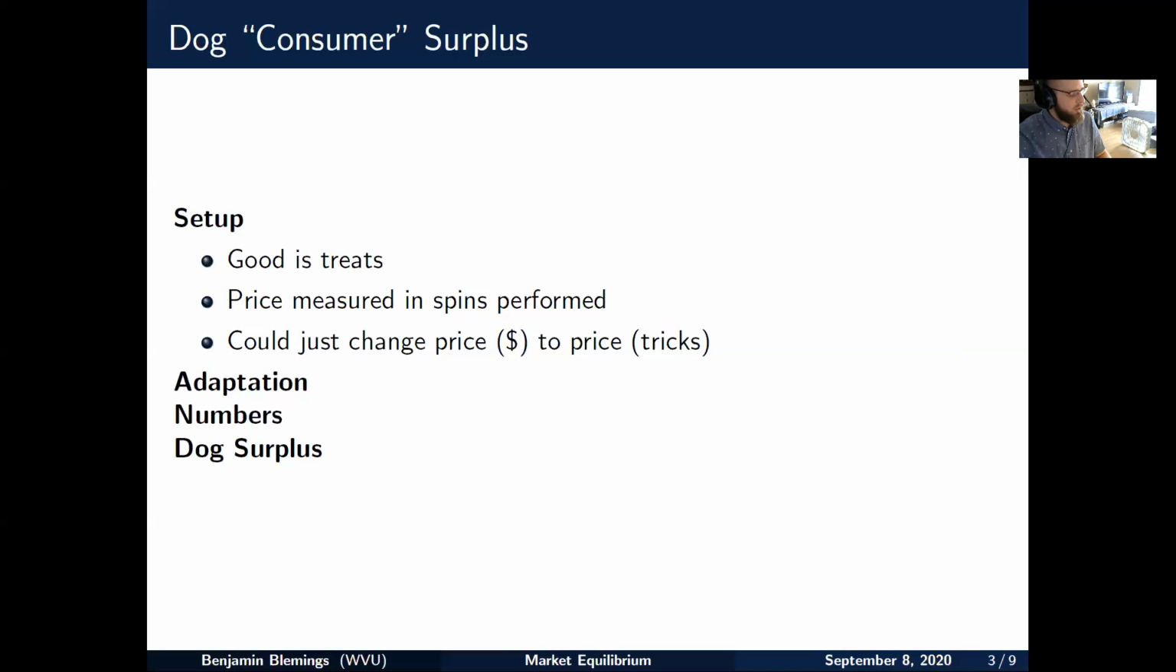Okay, now I've got a more fun example for you with dog consumer surplus. So, Sasha, we're going to need you for this one. Come on, buddy, right here. Let's say that our good is a treat, and we're going to measure the willingness to pay in spins performed here.